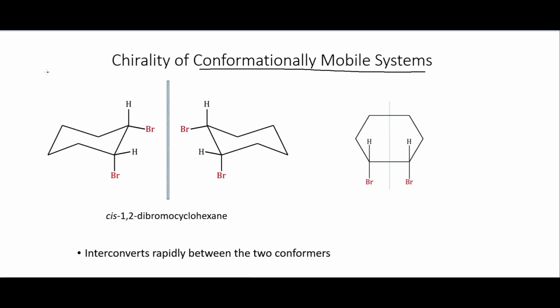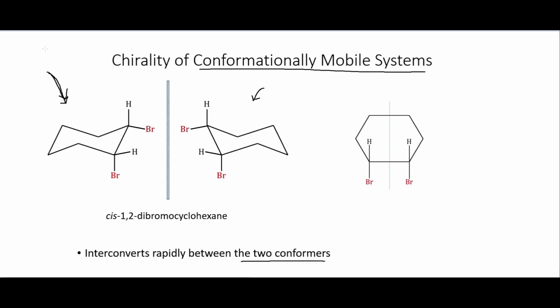And so if you look at something like this cyclohexane structure here that's in this chair conformation, that looks like it's chiral. And so if we take the mirror image of it, we get this. And if we took that and tried to rotate it around in 3D space, we would not be able to get back to this right here. And so those look like enantiomers. However, these are interconverting rapidly between the two conformers.